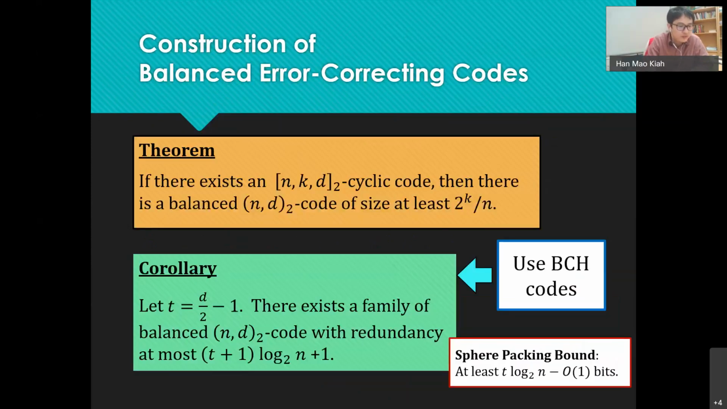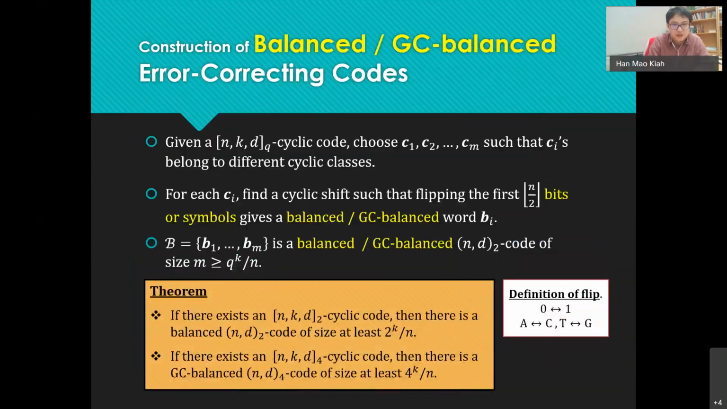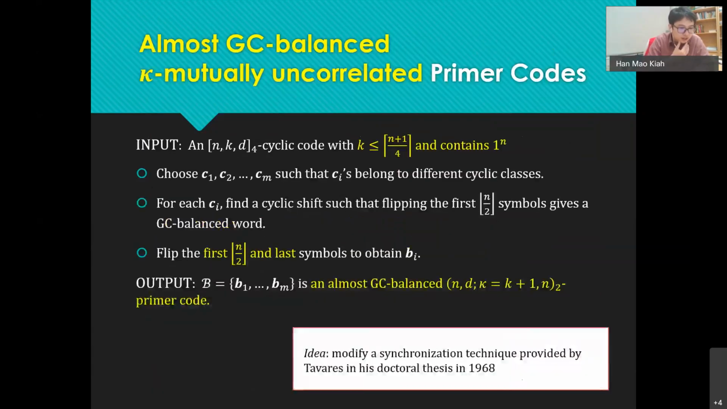And since this method works with any cyclic code, we can use famous families of cyclic codes like the BCH codes, and we can get a family of balanced error correcting codes with this redundancy. Also, our method can easily generalize to the DNA alphabet. I won't go into detail, but we can obtain GC balanced codes by introducing only log n redundant bits.